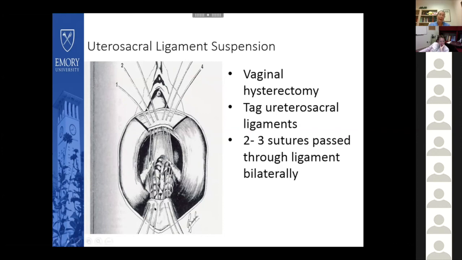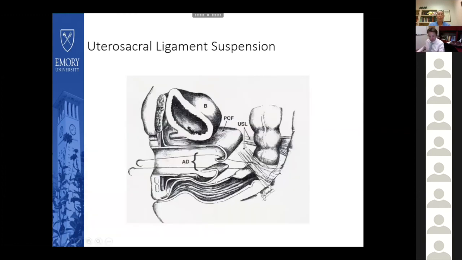You then pass them back through the vagina, and how you do that depends on if they're absorbable or not absorbable. If they are absorbable, then you can come all the way through the vaginal epithelium. If they are not absorbable, then you cannot come through the vaginal epithelium. They need to stay on the inside of the vaginal cuff. This is just another way of looking at it. If this is your uterosacral ligaments, reattach it to the vault.